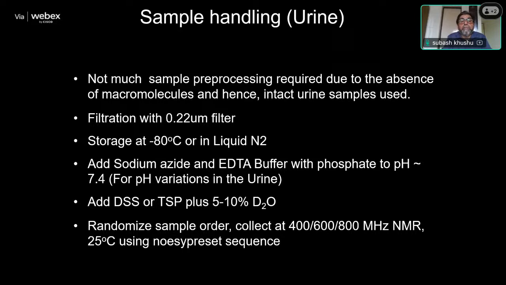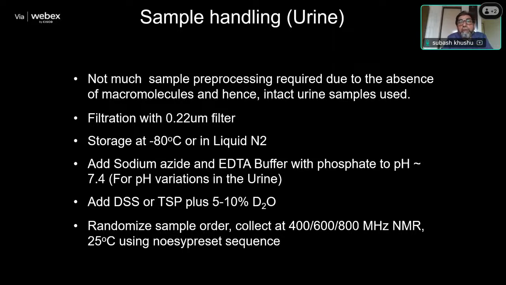Urine sample preparation is very easy, because due to the absence of macromolecules and proteins, you can directly use them. The only thing you have to do is filtration, to filter out any small suspended particles with a 0.22 micrometer filter, and then you can store it at -80 degrees centigrade or in liquid nitrogen temperature. You can add some sodium azide to protect the sample from further degradation, and EDTA buffer at 7.4 pH.